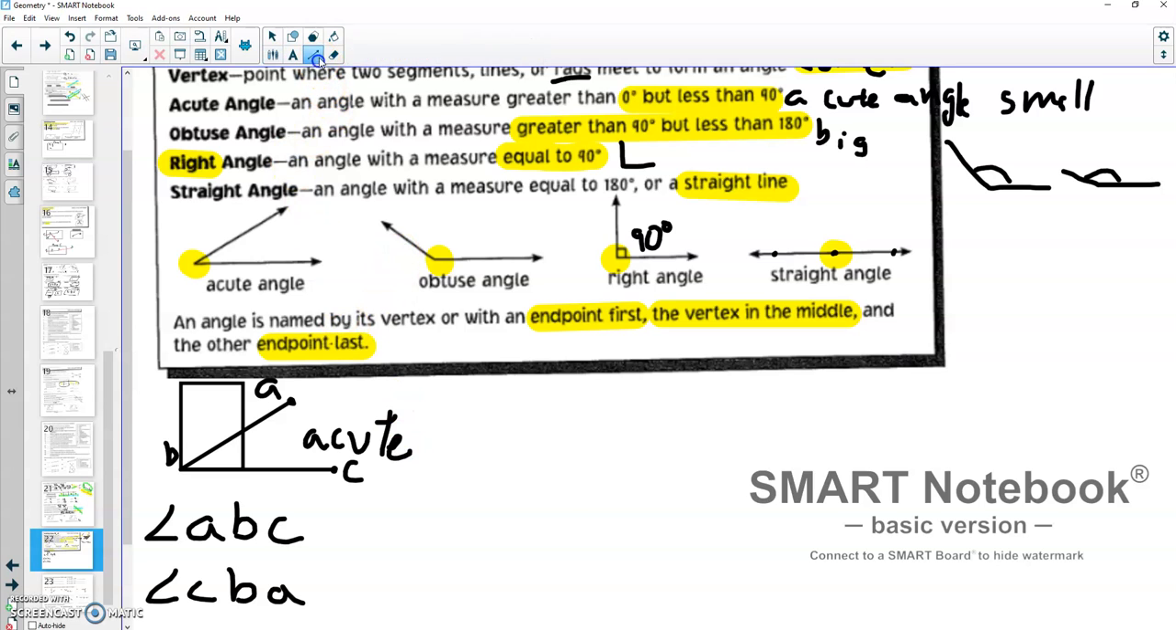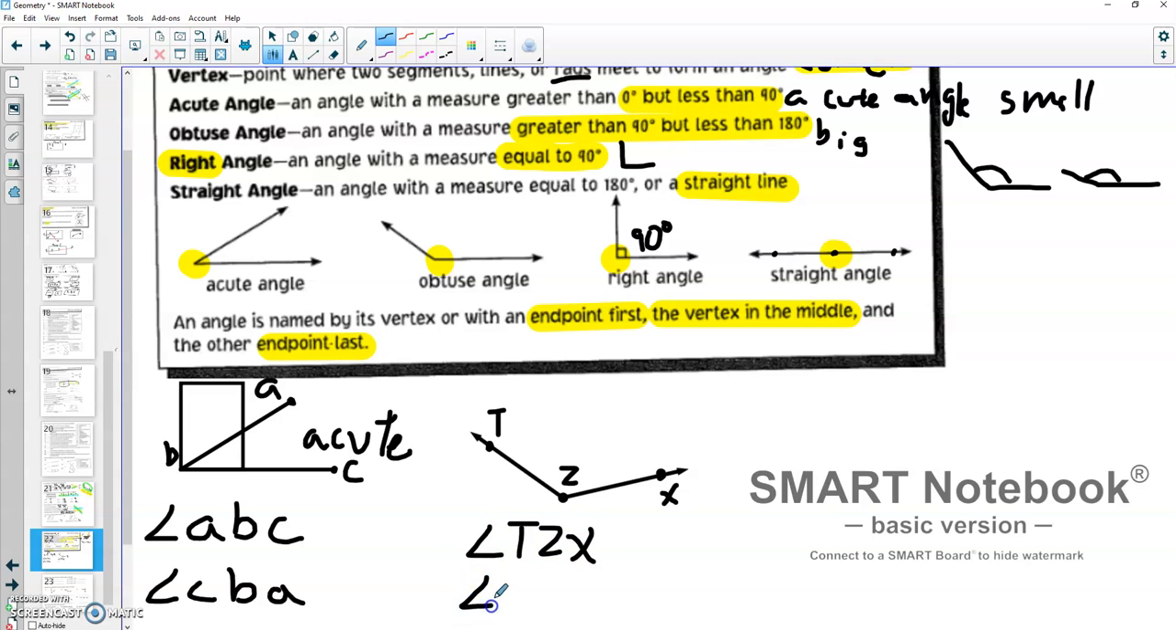All right, let me make another one. And let's call this T, Z, X. How would I write this? Remember, starting from one endpoint and just writing it through. So this would be angle TZX, or XZT.